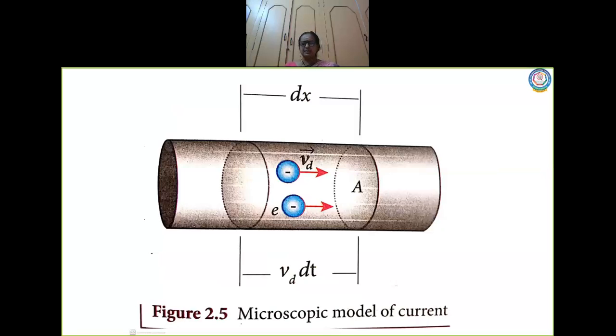Charging the battery means it is wrong. You cannot say that battery is charging. We are not giving charges to the battery. What is given? What is given is energy.